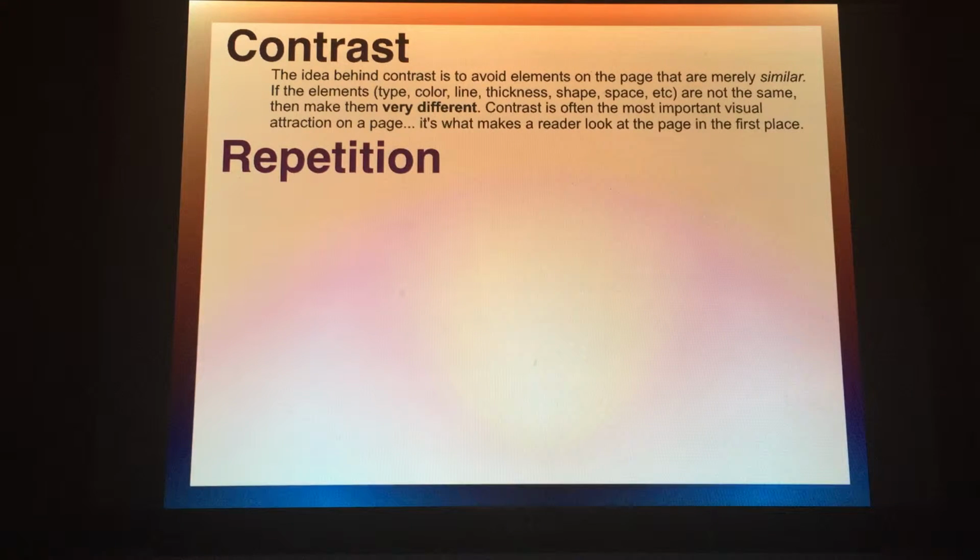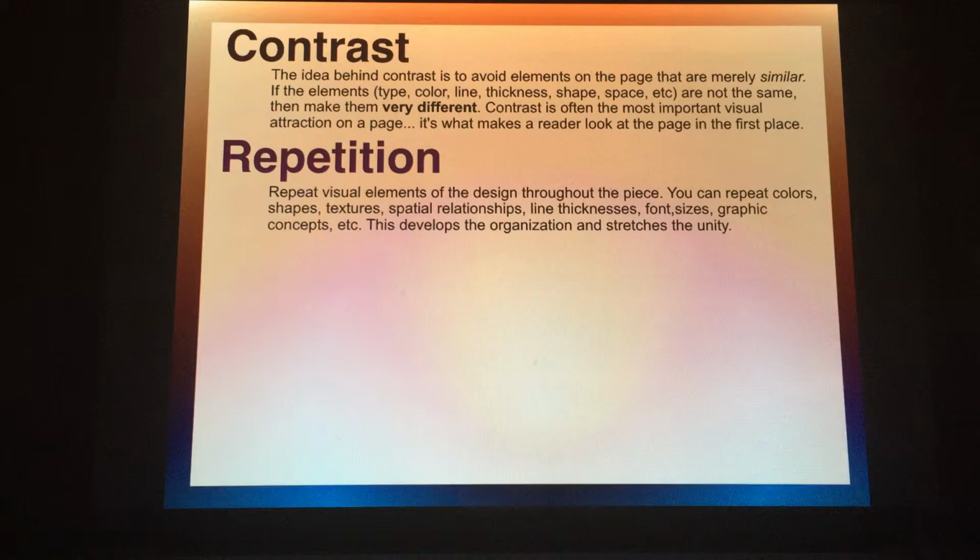It's what makes a reader look at the page in the first place. Repetition. Repetition is a repeating of visual elements of the design throughout the piece. You can repeat colors, shape, texture, spatial relationships, line, thickness, font, size, graphic concepts, etc. This develops the organization and strengthens the unity.